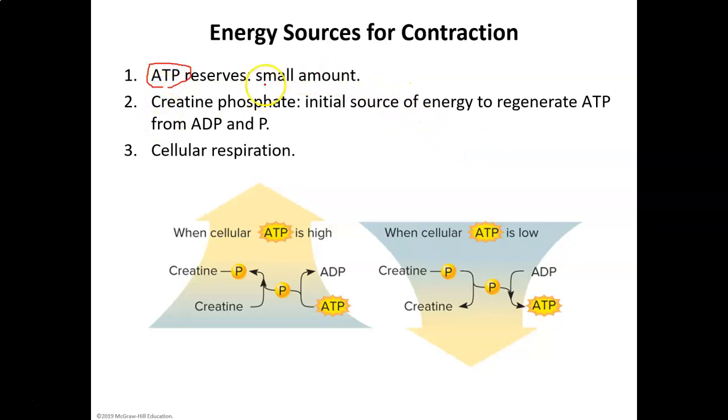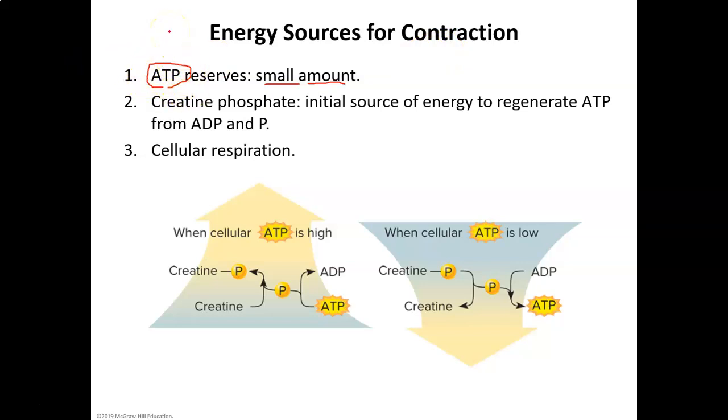You have a small amount. What do we mean by a small amount? A small amount means that you have enough ATP sitting inside your muscle cells for about 5 to 6 seconds of full out contraction. So if you were to run from that bear, remember it's always a bear, you're always running from a bear. If you're running from the bear, you've got 5 to 6 seconds at full speed, and then you're going to start slowing down because you've run out of ATP.